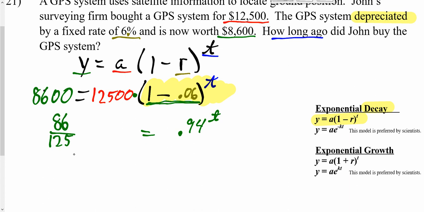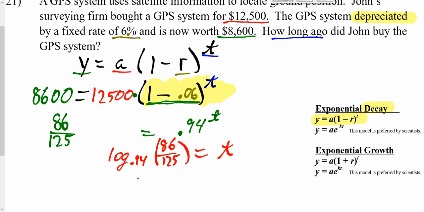So now I can go ahead and use my definition of a logarithm, since I got the part with the exponent on it on one side by itself. So I'm going to go log of my base, which is that 0.94, of that fraction, is equal to my exponent. That's using my definition of a logarithm.